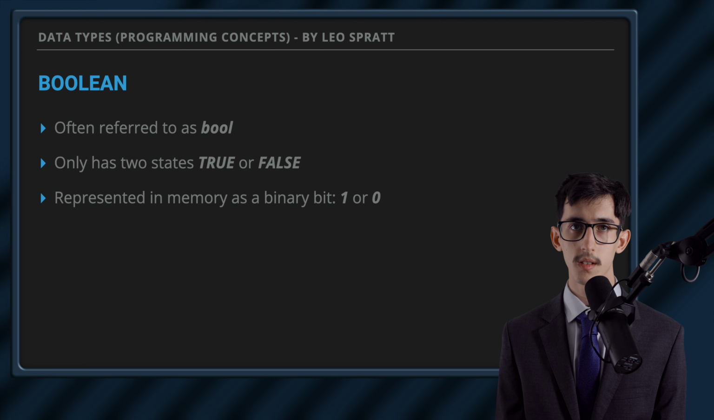Starting off with the Boolean type, which may also be referred to as bool, it is the simplest data type, having only two possible states, either true or false. If you know binary, this may seem familiar to a single bit, which can be either 1 or 0. This is actually because Booleans are stored internally as a single bit.